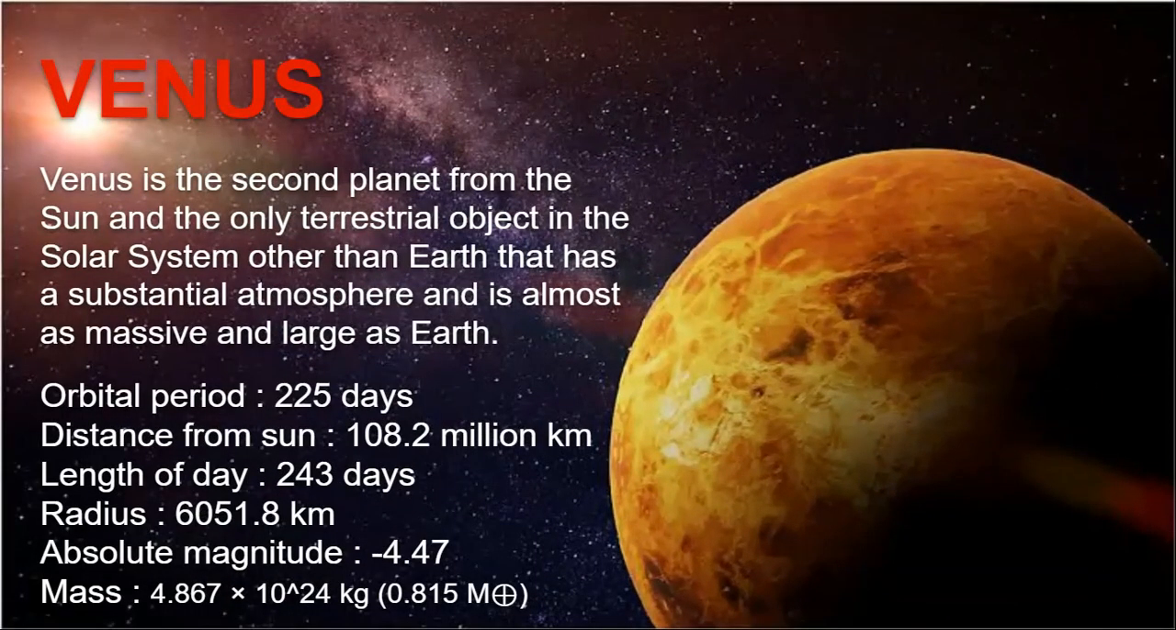Now let us learn about Venus. Venus is the second planet from the Sun and the only terrestrial object in the solar system other than the Earth that has a substantial atmosphere and is almost as massive and large as Earth. Its orbital period is 225 days. Distance from the Sun is 108.2 million kilometers. Its length of the day is 243 days. Its radius is 6051.8 kilometers. Its absolute magnitude is minus 4.47. Its mass is 4.867 into 10 to the power 24 kilograms.